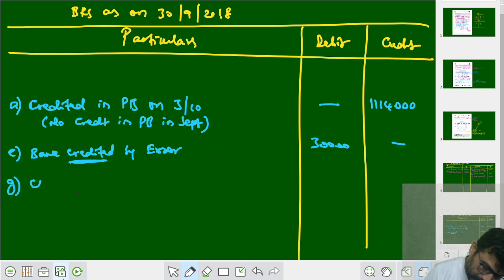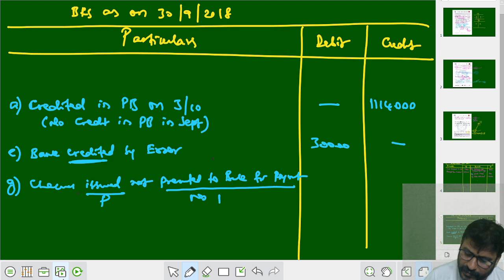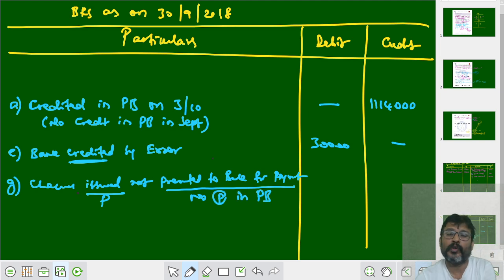Checks issued, not presented to bank for payment. Issued means payment, not presented to bank means no payment in passbook, no debit in passbook. So where I should take? We have to take in the debit side only.